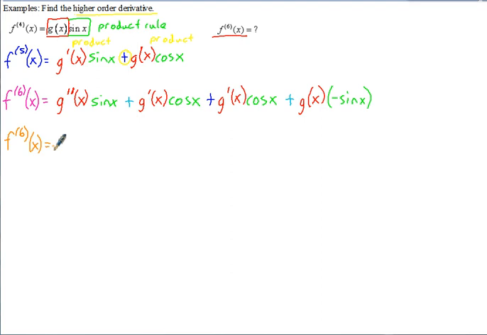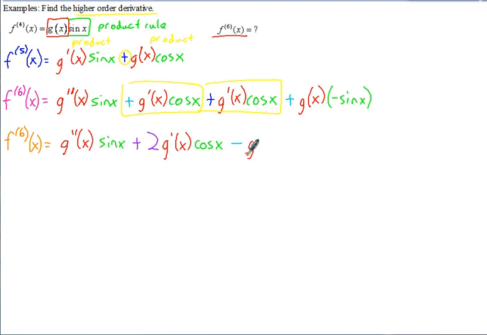So the sixth derivative, you can bring this negative out in front on that term. And notice we've actually got a couple of like terms here. We've got a positive g prime of cosine x plus another g prime of cosine x. So this gives us 2 g prime of cosine x. So we leave the first term alone. We've got g double prime of x times sine x. And then we've got plus 2 g prime of x cosine of x. And then we can bring this negative out in front to make it minus g of x times the sine of x. So that would be the sixth derivative.